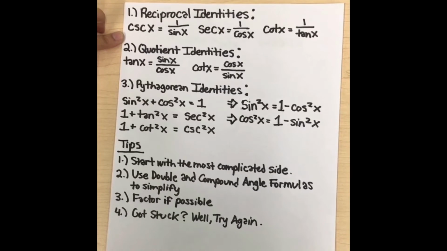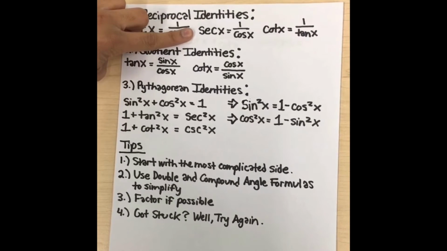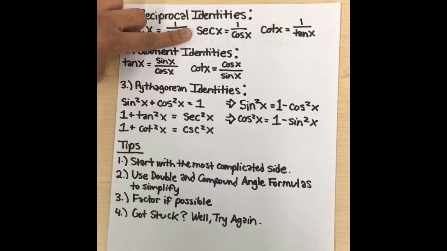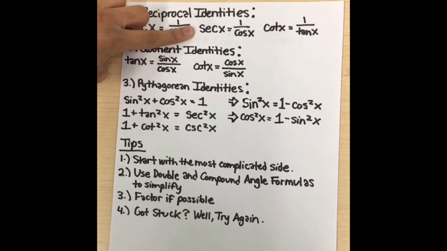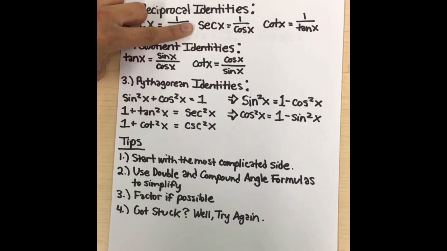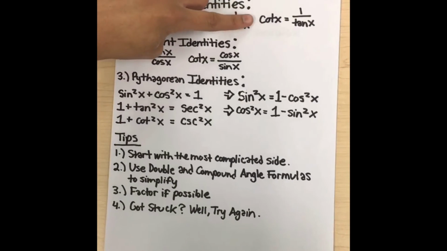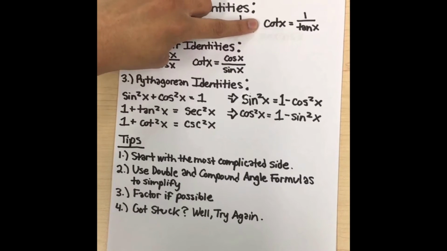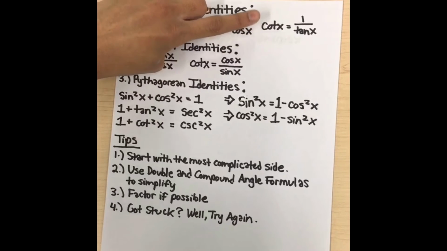First is cosecant x is equal to 1 over sine x. Then we have secant x is equal to 1 over cos x. Lastly, there's cotangent x is equal to 1 over tan x.